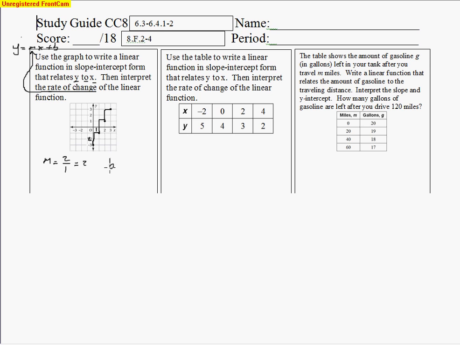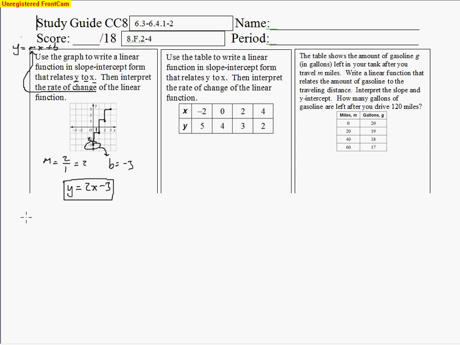And then my y-intercept. Where does it cross the y-axis? Right here. That's the y-intercept. And so that's going to be negative 3. So I know the equation's y equals 2x minus 3. So that's part of it, but then we have to interpret that slope.